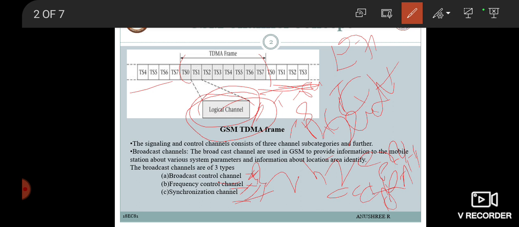Slow associated control channel. The slow associated control channel is used to transmit information about measurements made by the mobile station or instructions from the BTS about the mobile's parameters of operation. Fast associated control channel is used to facilitate the handover operation in a GSM system. If handover is required, the necessary handover signaling information is transmitted along with a 20 millisecond segment of speech over the TCH. Next comes the cell broadcast channel. The cell broadcast channel is used to deliver short message service in the downlink direction.